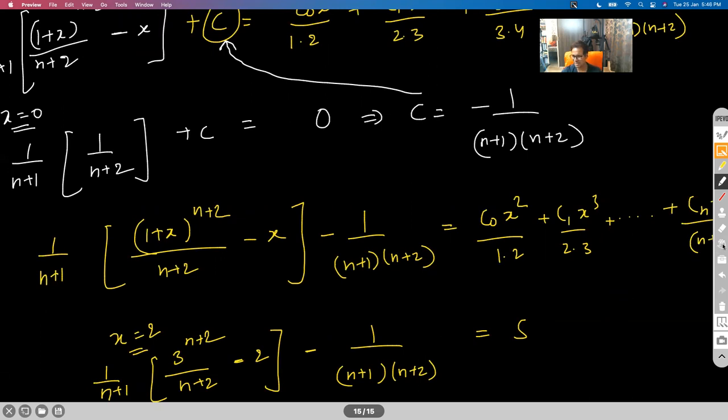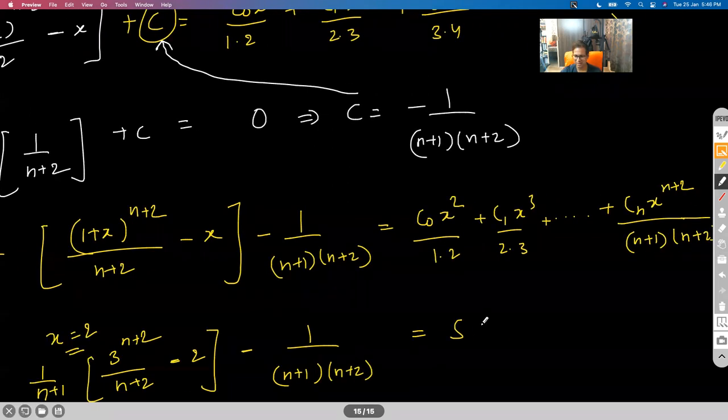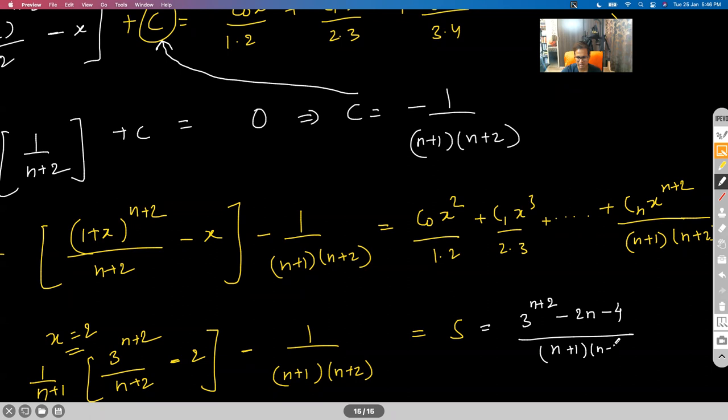So let us do that. Here, I'm going to just take the LCM. So that is going to be 3 to the power n plus 2 minus 2n minus 4 upon n plus 1 n plus 2. And there is a minus 1 with the same base. So I can just do a minus 1 on top, which is going to make this a minus 5.